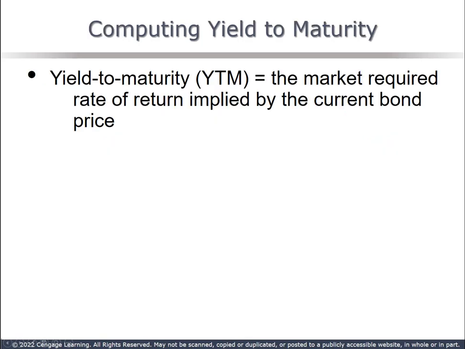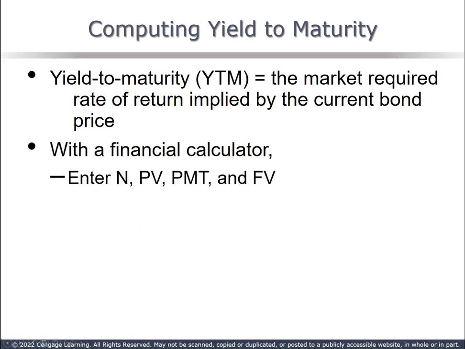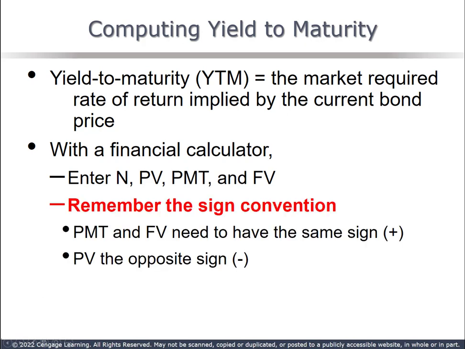Computing the yield to maturity using the TVM keys is straightforward. Remember the sign convention. N is the number of periods to maturity, years for an annual payer. PV is the price of the bond. It's negative. PMT is the periodic coupon payment. It's positive. FV is the face value, usually $1,000. It's positive. Compute IY. Pay attention to the sign convention. PMT and FV are positive.